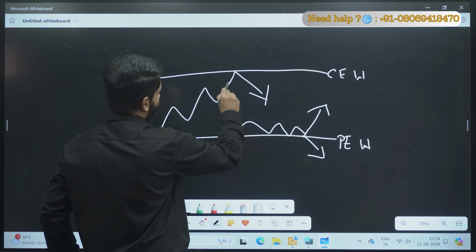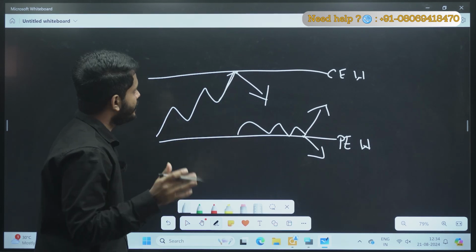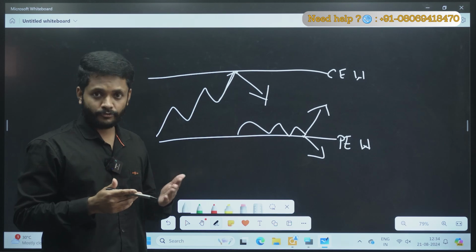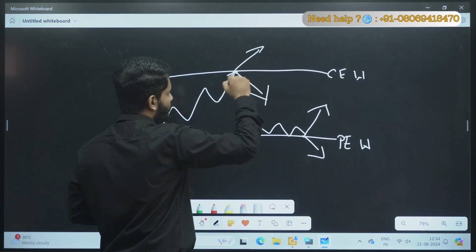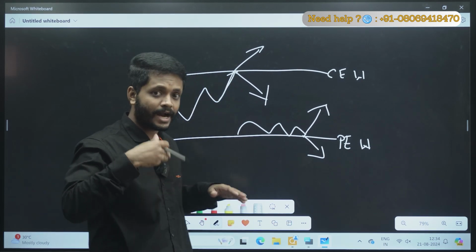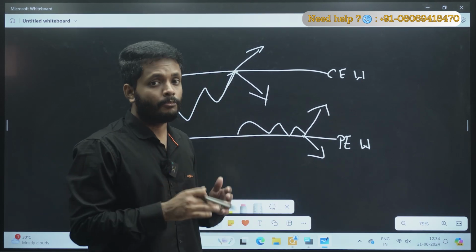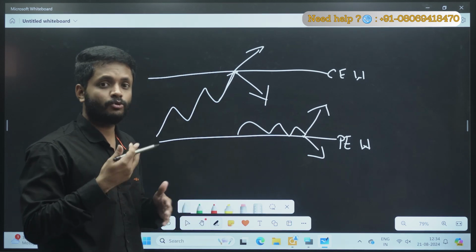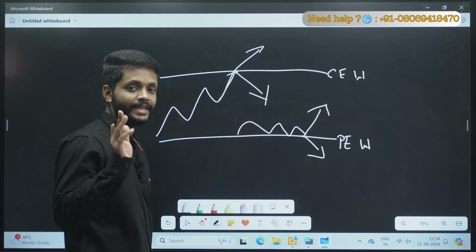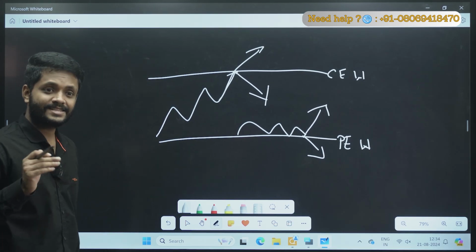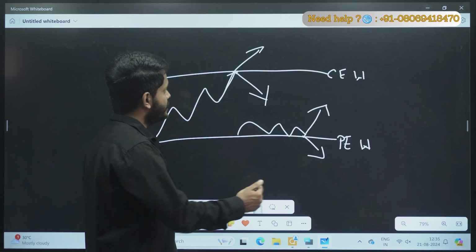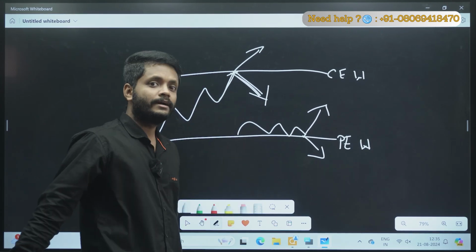Say the stock has hit the resistance now. If the call writers start unwinding their positions, that means they are afraid and there is a possibility that the stock might shoot up. But instead of unwinding, if the stock is at resistance and call writers start adding their positions, more and more writers are selling the call options at that particular level, then that is a confirmation that the resistance is getting stronger. Instead of vulnerable, the resistance is getting stronger and there is a possibility that the stock might reverse.